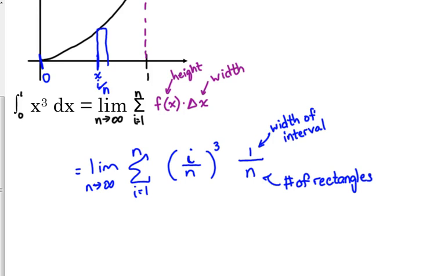When I do area of the rectangle, well, I is not the area. I is which rectangle we're talking about. So say we're talking about the 5th rectangle. If that's the 5th rectangle and we have 10 total rectangles, then it's halfway through our interval. So if we had 50 rectangles, that would be our 25th rectangle. It still puts us at 1/2 every single time. That's why we divide by n.